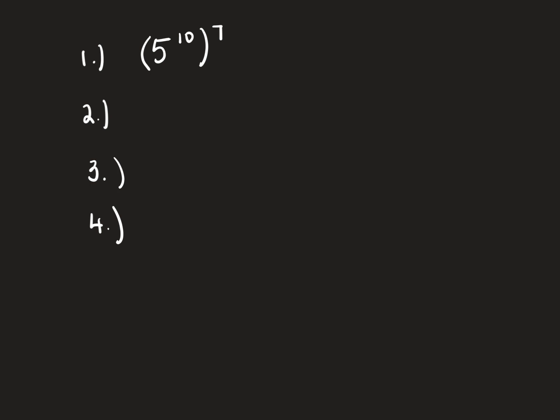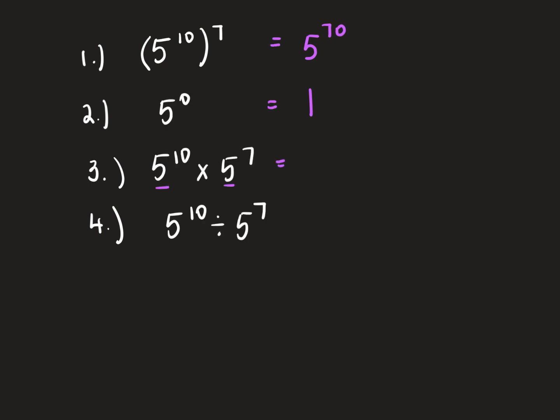You finished already? The first one, raising a power to a power, I multiply the indices. Second one, anything to the power of 0 is 1. The third one, bases are the same, I'm multiplying the terms, so I add the indices. Final one, bases are the same, I'm dividing the terms, so I subtract the indices.